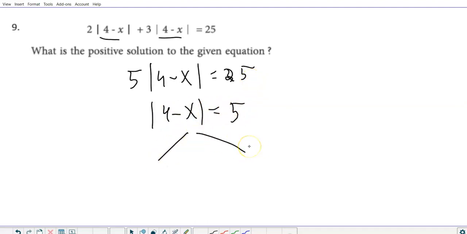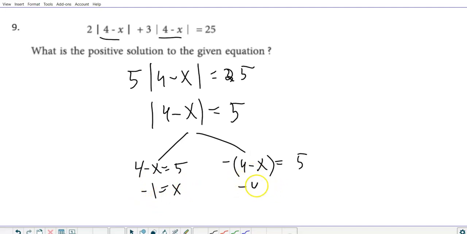If you remember solving this, you want to do 4 minus x equals 5, and then 4 minus x equals negative 5. You have a choice: you could put the negative on the right-hand side or on the left-hand side, either way you want to do it. And so this one, you would get x equals -1. That's not the one I want. This one would be -4 plus x equals 5, so x equals 9. So I think that one, we wanted the positive one.